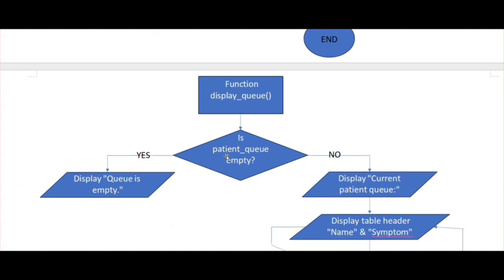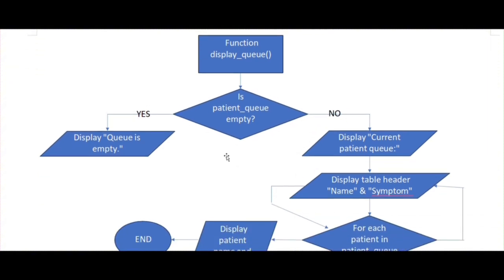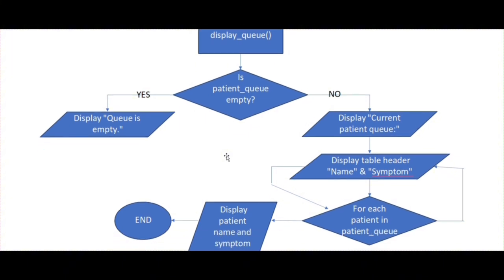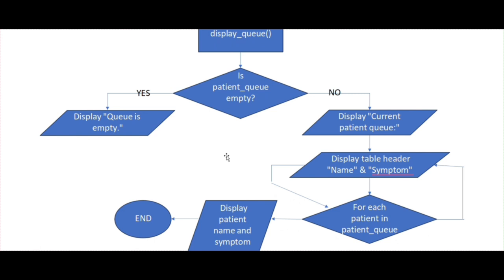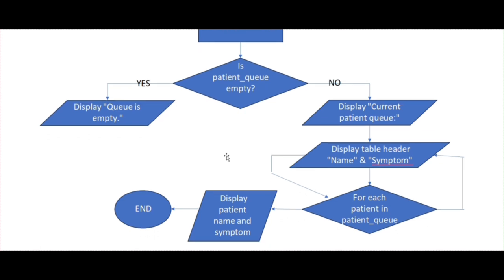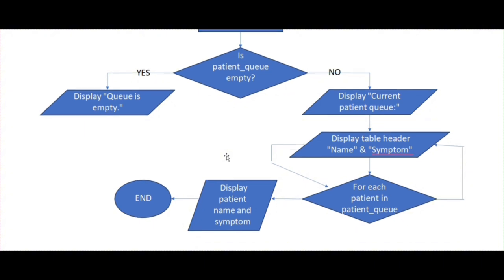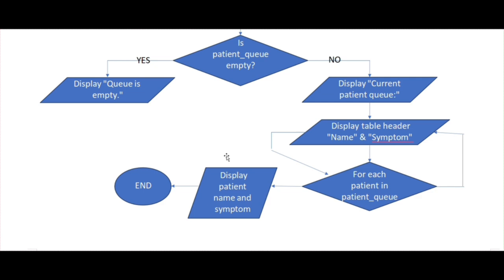The third function is display queue. This function also has two options, yes or no. If patient queue is empty, it will display queue is empty. If no, it will display the current patient queue, display table header. After that, for each patient in patient queue, it will loop on the table header. Then it will display patient name and symptom.